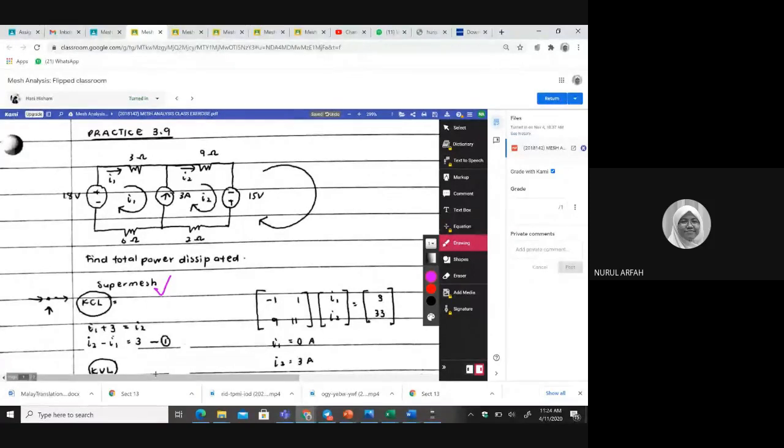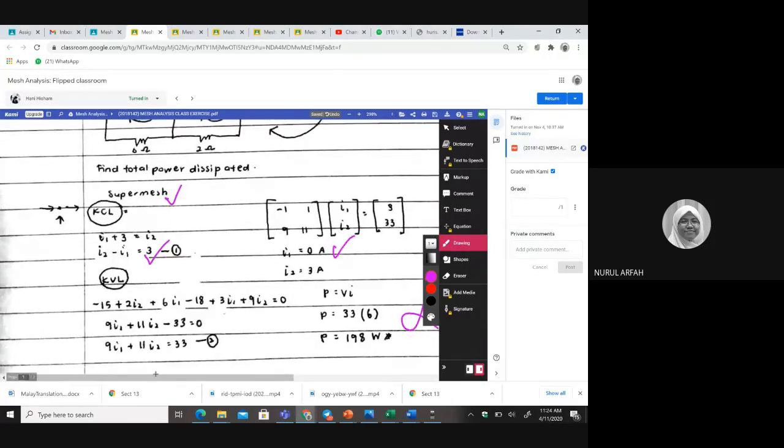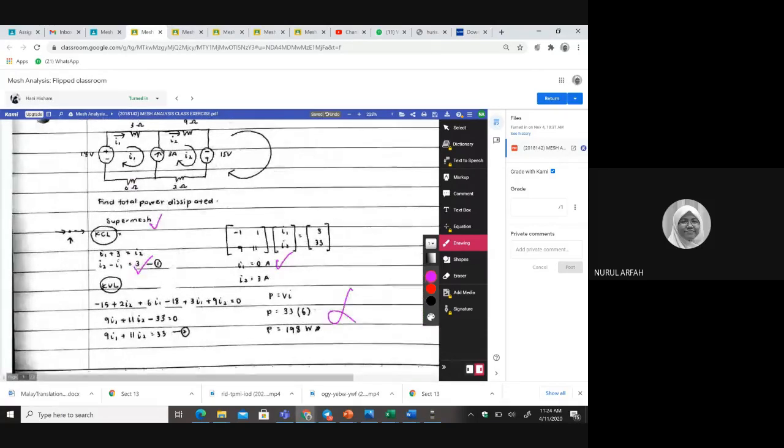And you have I2 minus I1 equal to 3. Okay, good. And then you have, this is correct. And I think the rest is correct because you have a super mesh here and minus 15, correct, 2 and 6, minus and 3, correct. Okay, for this part, you have 9 into, what is P equal to?